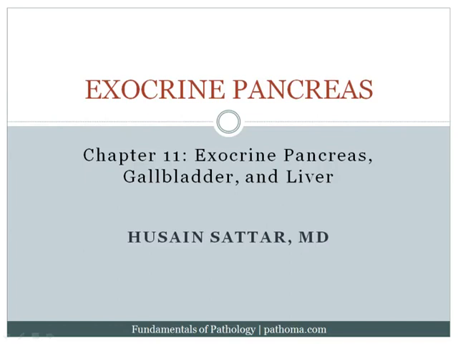Okay, welcome to Chapter 11, dealing with the exocrine pancreas, gallbladder, and liver. We're going to begin with the exocrine pancreas. Now remember that the pancreas is sort of two organs in one. There's an exocrine pancreas that's going to produce the enzymes necessary for digestion, while there's also an endocrine pancreas which would secrete hormones into the blood.